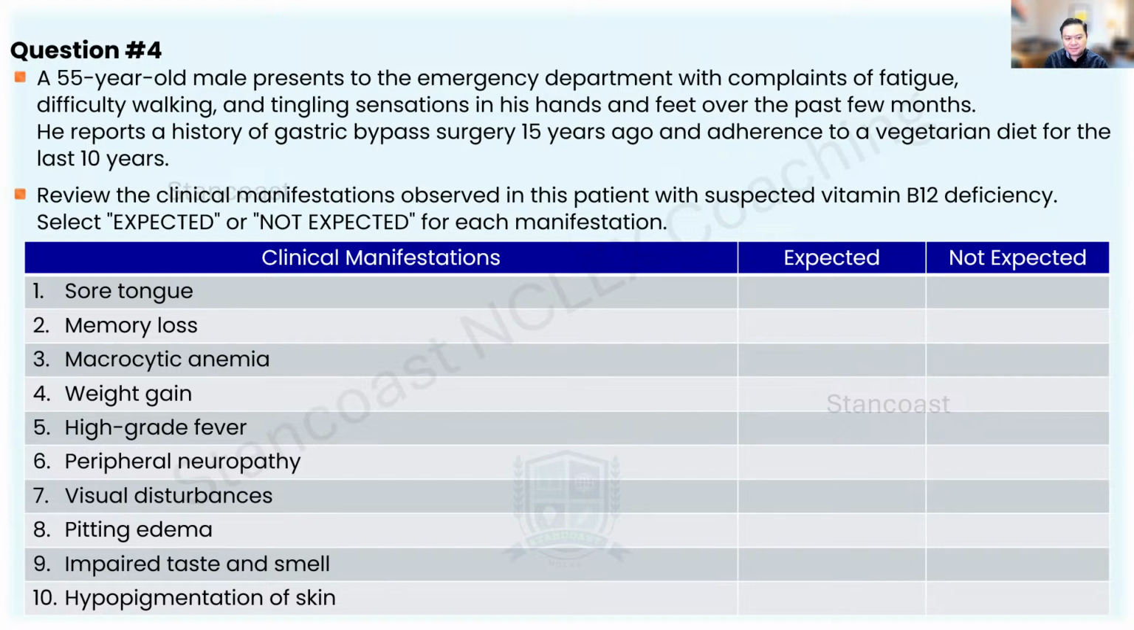All right, guys, take your pick. But I'm going to start answering this time. What about number 1, sore tongue, which is basically what we call as the stomatitis. Stomatitis, inflammation of the tongue. Remember about the vitamin B12 deficiency, it can present with the atrophic glossitis. There's going to be beefy red tongue. I hope that you still remember this.